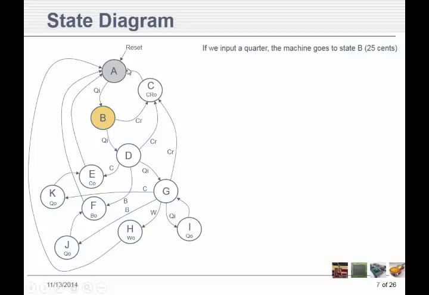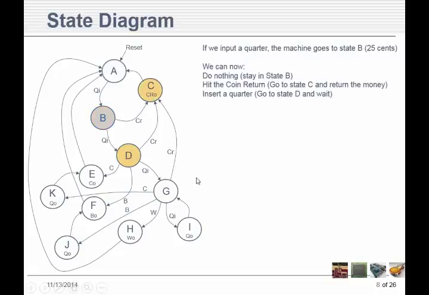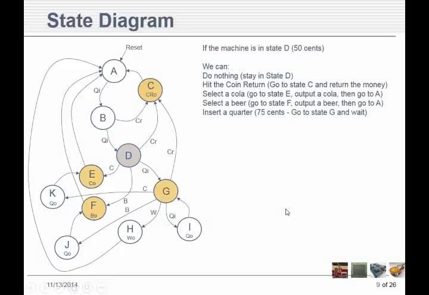The coin return goes to this where it says coin return out and all the coins come out and we go back to A. The next one is D. We got another quarter in. So from B, we can either put a quarter in or we can hit coin return out. One or the other. We can't do both. So now we can do nothing and stay in B, hit the coin return, and all the coins go out, or insert another quarter and wait.